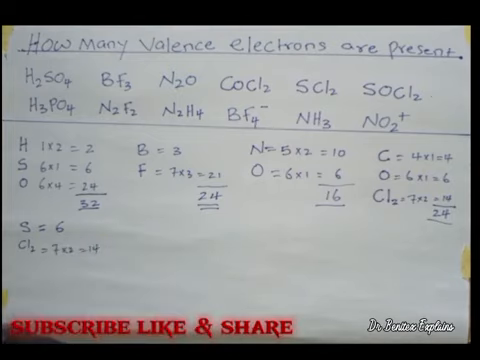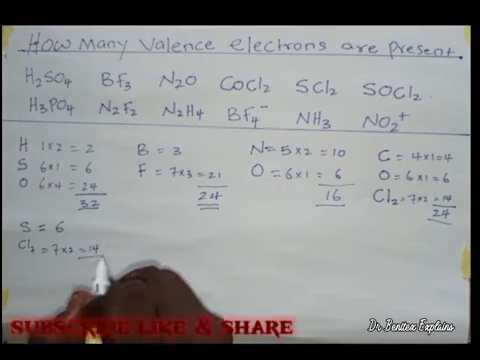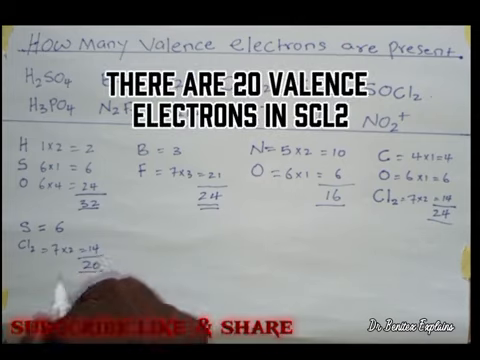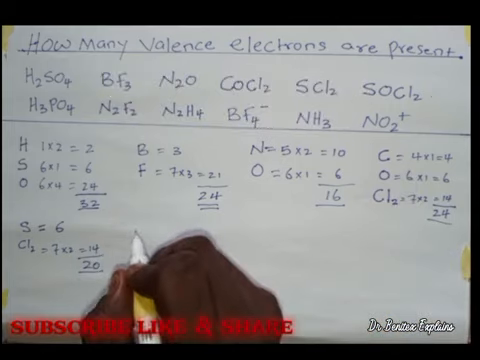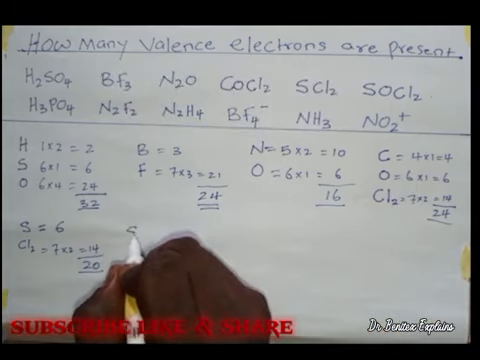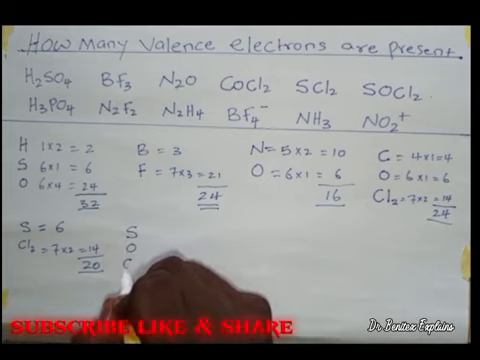All right, so we're going to have a sum total of 6 plus 14, which is equal to 20 valence electrons in SCl₂. Let's go to the next molecule, which is SOCl₂. We have S, we have O, and we have Cl₂.